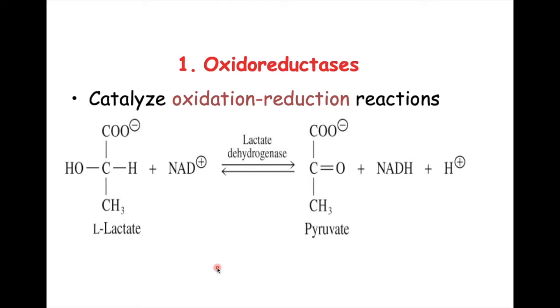Next, the oxidoreductases example. These catalyze the oxidation and reduction reactions. In this reaction, you can see the hydrogen is removed during the oxidation of the substrate and it is taken up by NADH. This is the coenzyme, and this type of reaction is dehydrogenation, and the enzyme involved here is lactate dehydrogenase.